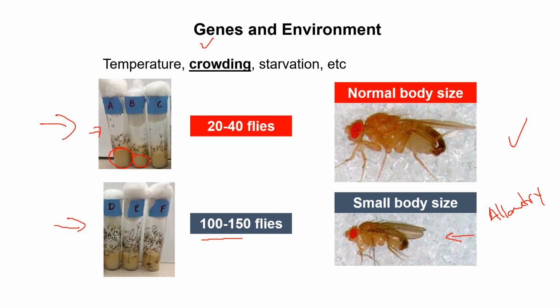So something that seems not to be important, like how many flies you have in a vial, is very important for studying human diseases. And something similar happens with humans. If you don't have enough food, people are not going to be as tall.